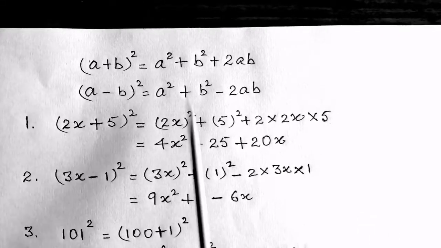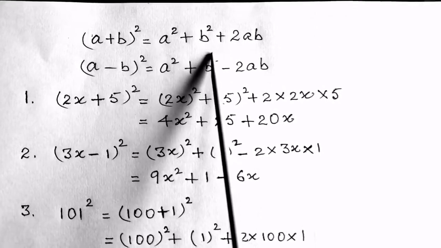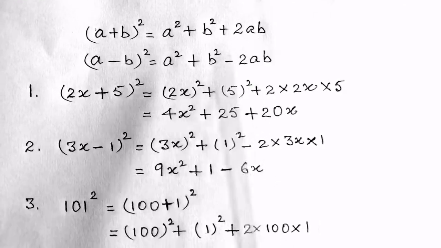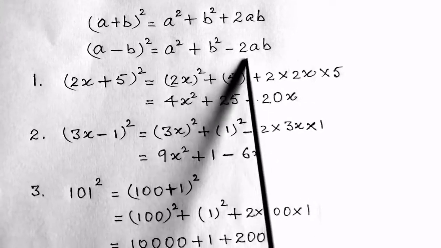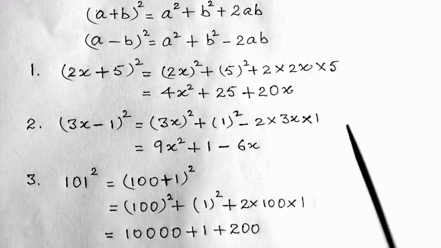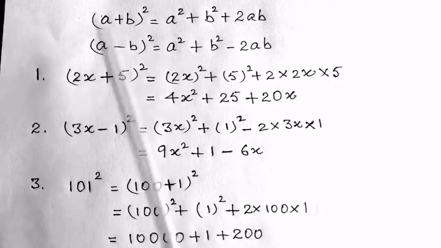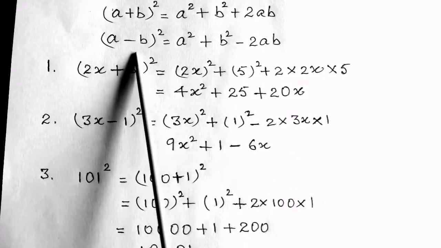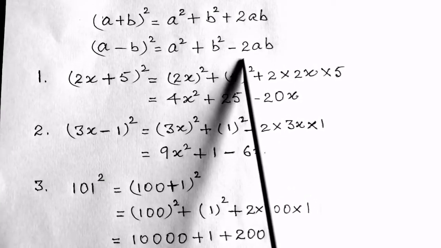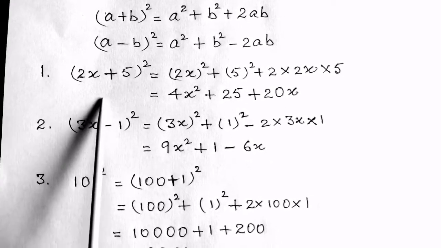Then I come to the next identity, that is (a + b) whole square. What is it? a square plus b square plus 2ab. While (a − b) whole square is a square plus b square minus 2ab. Right? In both formulas you have a square plus b square, that is the same. If you have (a + b) whole square, here you'll have plus 2ab. And if it is a minus sign, then we write minus 2ab. So based on this, I have given a few questions.